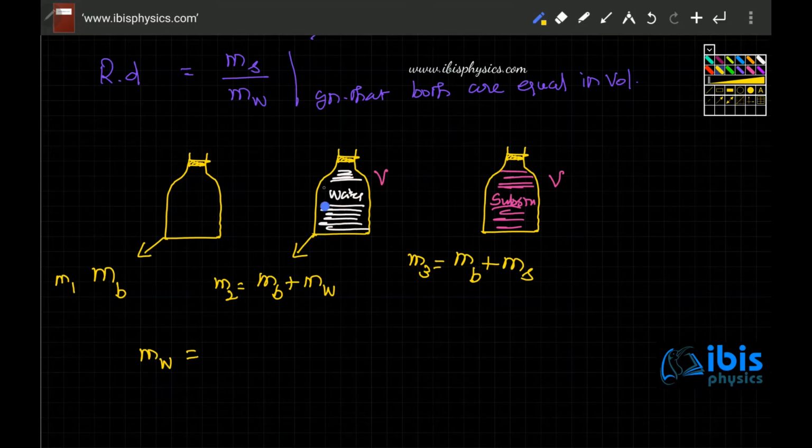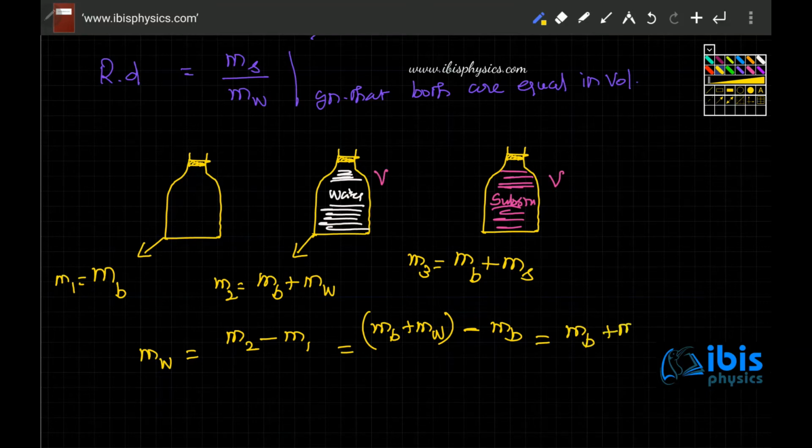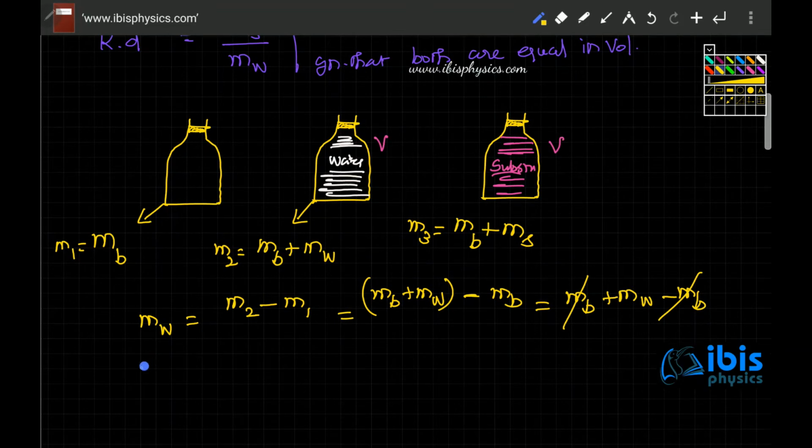m2 is the mass of the water plus bottle, and m1 is the mass of the bottle alone. So m2 minus m1 is the mass of the bottle plus the mass of the water, minus the mass of the bottle. So the mass of the bottle will be cancelled and you will get only the mass of the water.